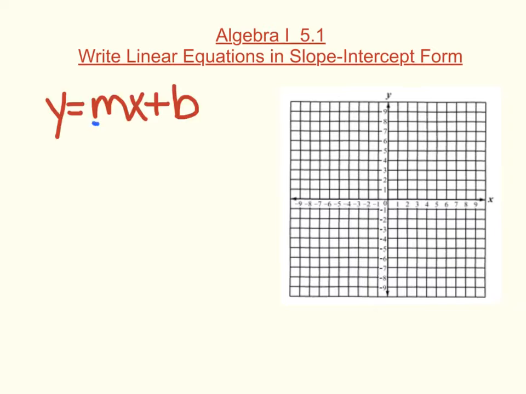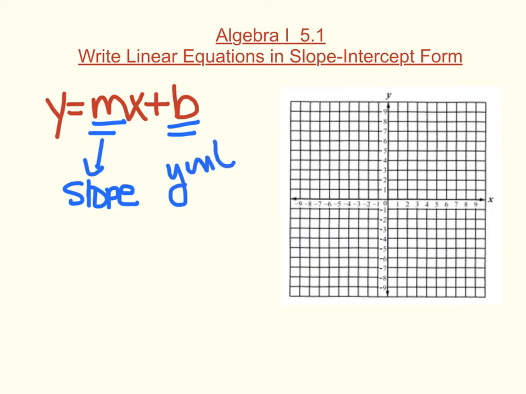Remember, m is your slope. Slope is the rise over the run, how much it goes up over how much it goes across. Let's try to keep that in a fraction when we can. The slope is the rise over the run. b is your y-intercept. That is your starting point.